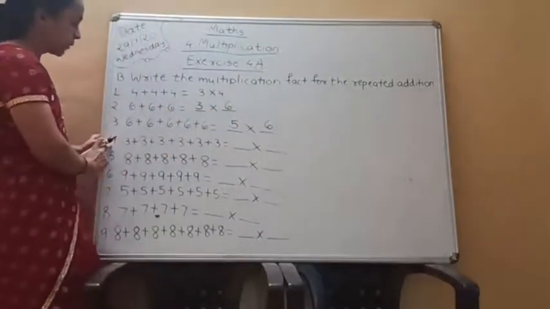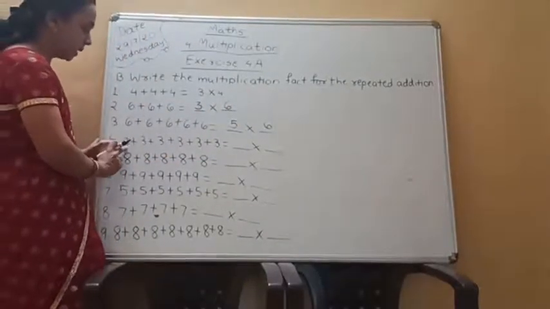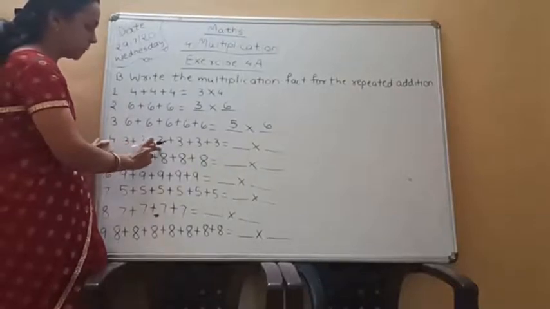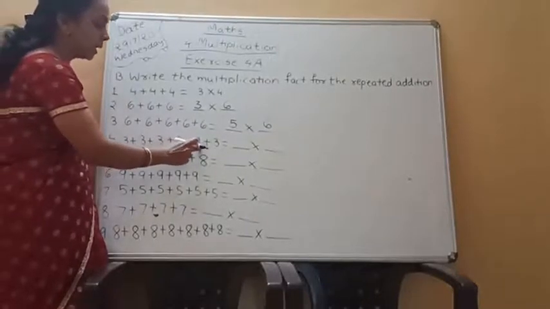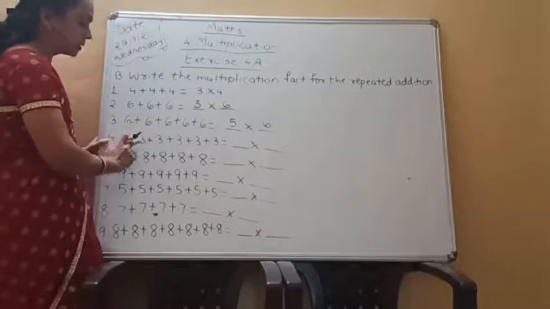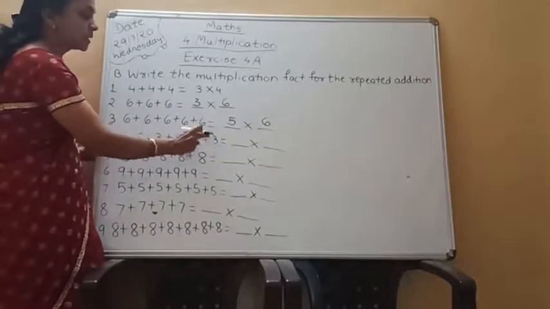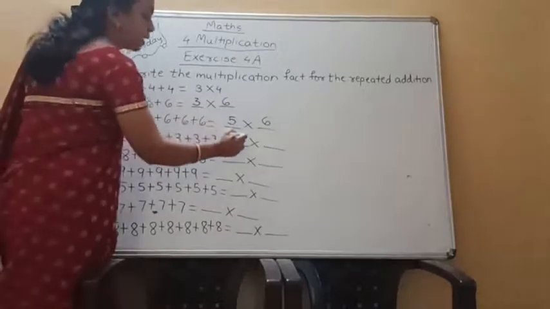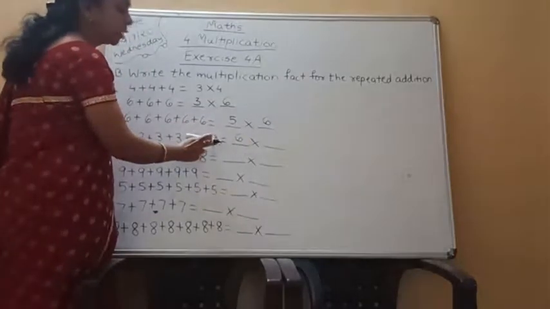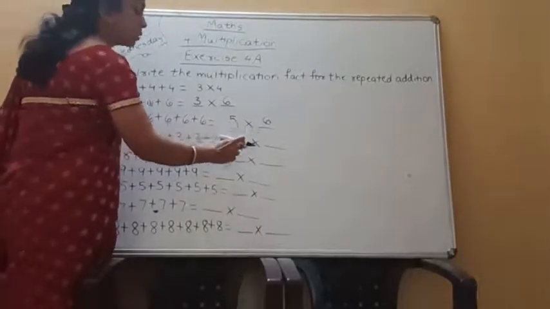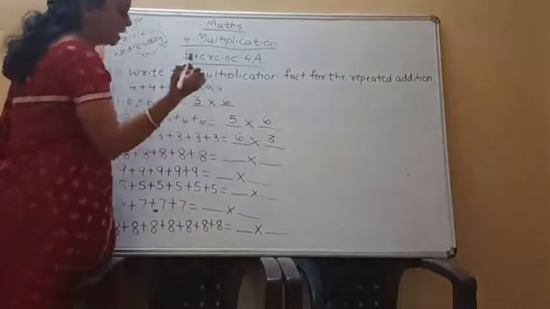Okay. Now see the fourth example. 3 plus 3 plus 3 plus 3 plus 3 plus 3. How many times is 3 given? 1, 2, 3, 4, 5, 6. 6. So you have to write down 6 first and then write down this number 3. So 6 multiplied by 3.